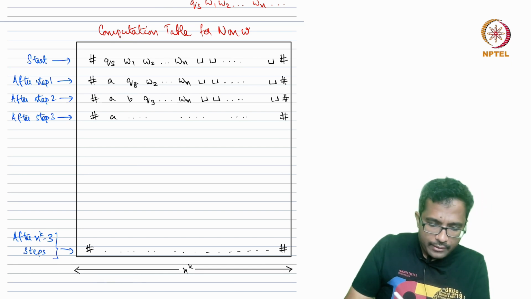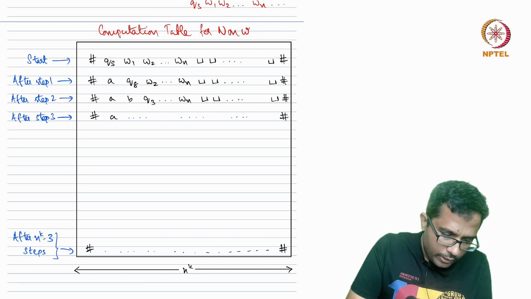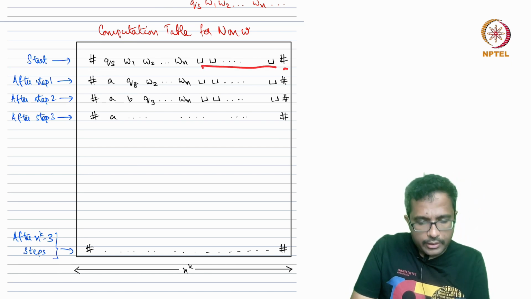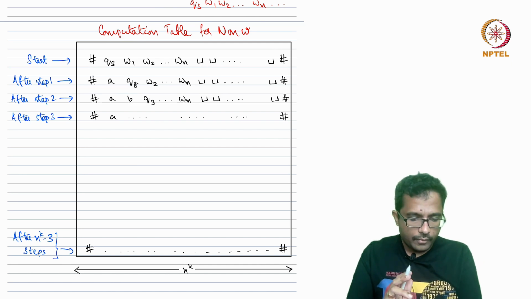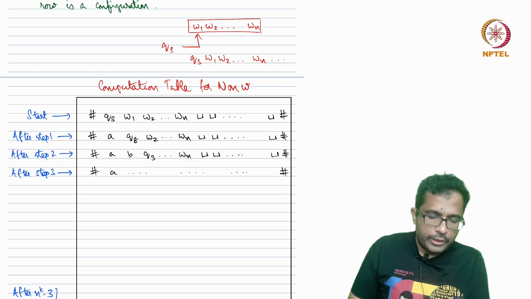n^k is the width of this table, or tableau. So the first n locations we put w1 to wn, and before that we have the hash and the start state q_s, followed by blanks, and the last location is the hash again. Now this is the computation table.